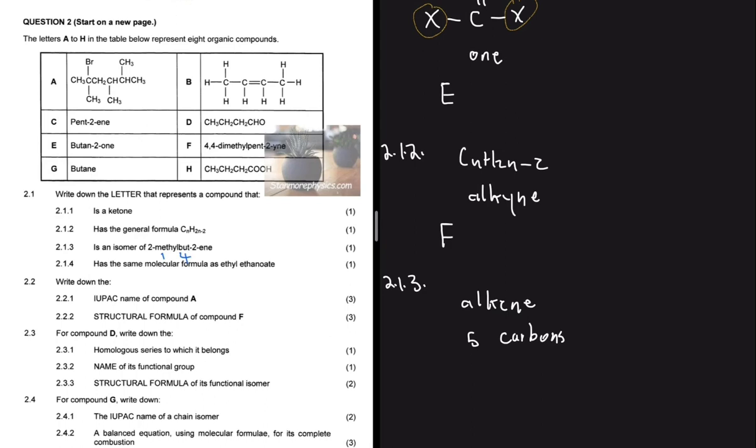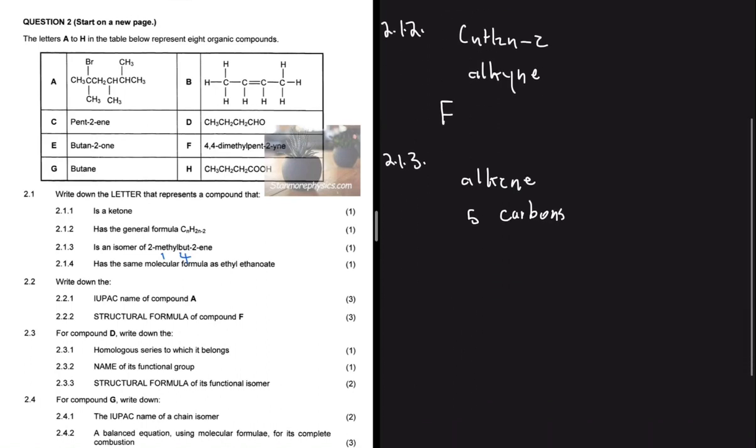And then for B, we actually have 1, 2, 3, 4. So we have 4 carbons. So it's not what we're looking for. And then for C, that's pent, it's 5, right? Because it goes meth, eth, prop, but, pent. So at pent, that's where we stop. We have found our culprit. So for 2.1.3, our answer is C, because it's an isomer of 2-methyl-but-2-ene. They have the same molecular formula, but different structural formulas.